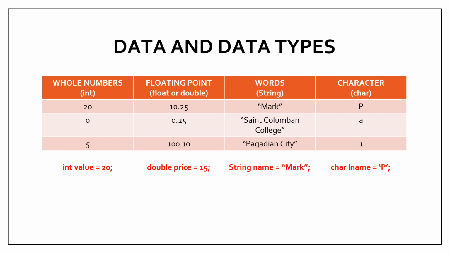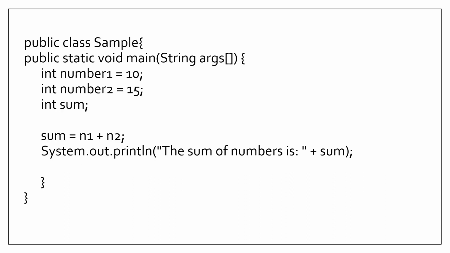Now, as you can see, the difference between string and character is that strings are enclosed with double quotes, and char data types are enclosed with single quotes. Now, as you can see in this example, this is the syntax of Java, and this is our file name, right?